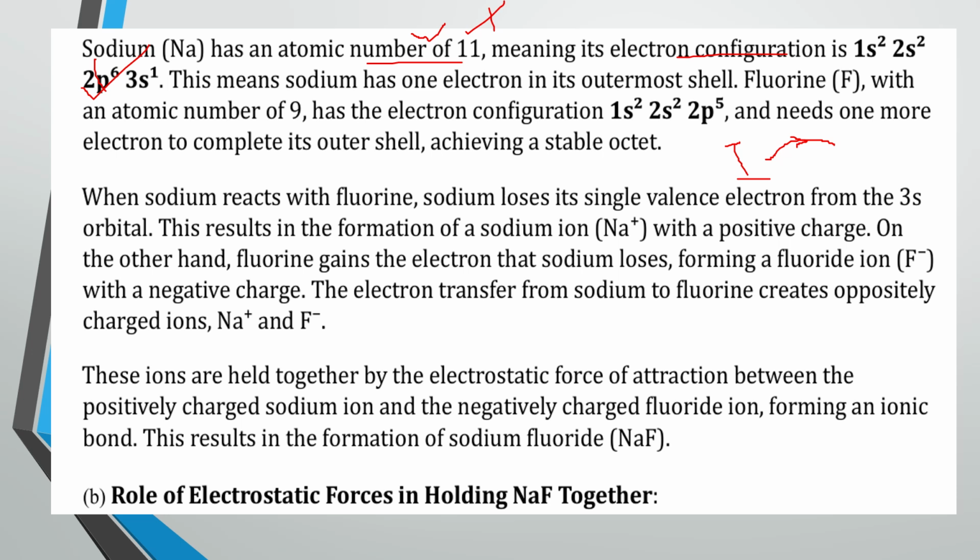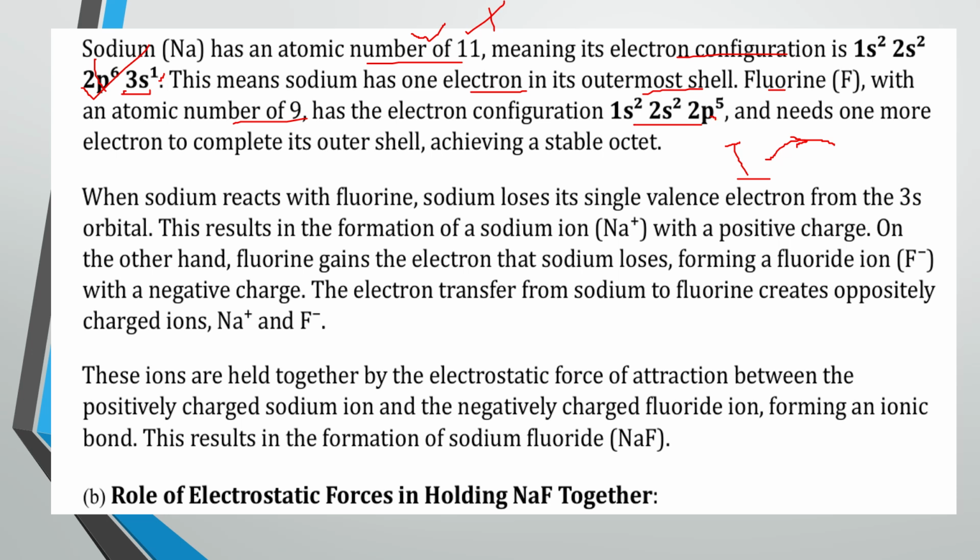Now this means that if you look here, the outermost energy level of sodium is the 3s subenergy level, and it has one electron, which is very unstable. So it has to lose that electron to gain a noble gas electronic configuration. So you're going to say that sodium has one electron in its outermost shell or energy level or subenergy level. And then if you look at fluorine, fluorine has atomic number 9 and the electronic configuration is this.